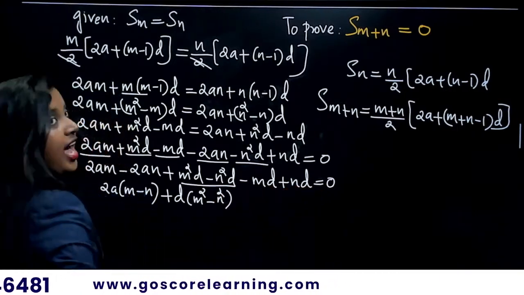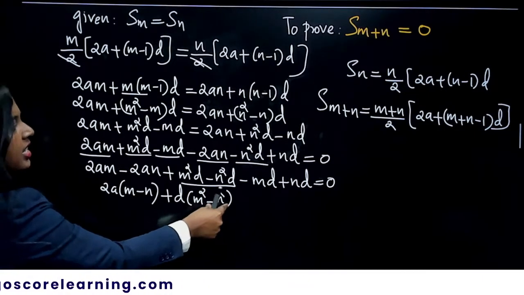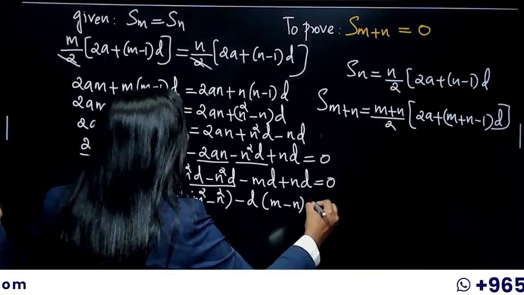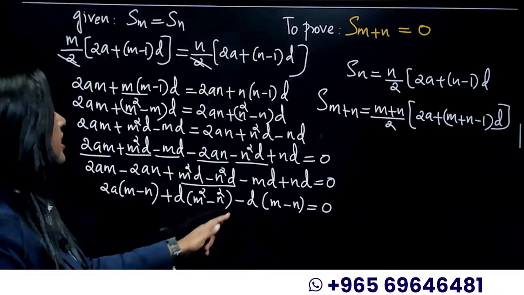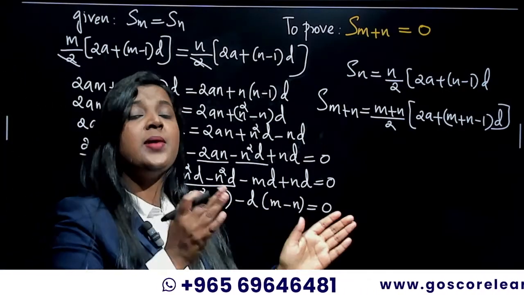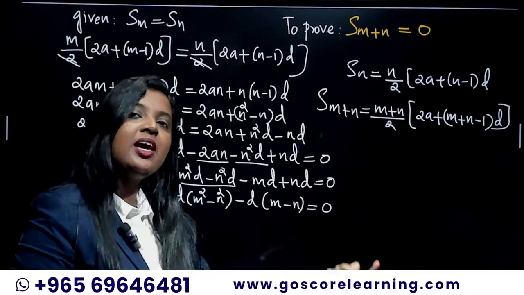Then here also we have a d common. Since I got m minus n here, m square minus n square here, I am trying to get an m minus n here as well. For that, I have to take a negative d common out. So here we have m minus n, here we have m minus n, here it is m square minus n square. Can I obtain an m minus n from that? Yes, a square minus b square is a plus b into a minus b.